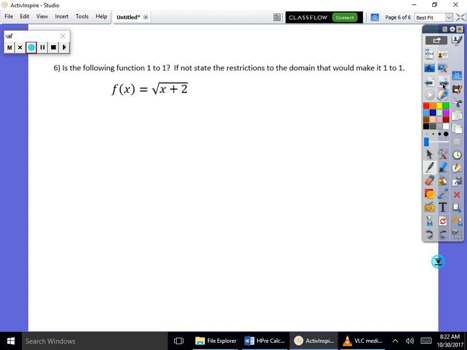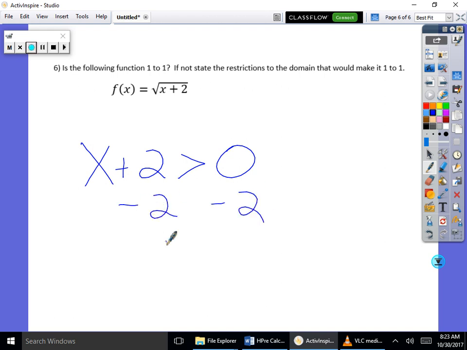All right, so what law am I breaking? What's the law? Square root of a number cannot be? It has to be greater than 0 because it cannot be a negative number. So x plus 2 has to be greater than 0. Come on. What do I do next? Minus 2. So x has to be greater than or equal to negative 2. It can be any value greater than or equal to negative 2.